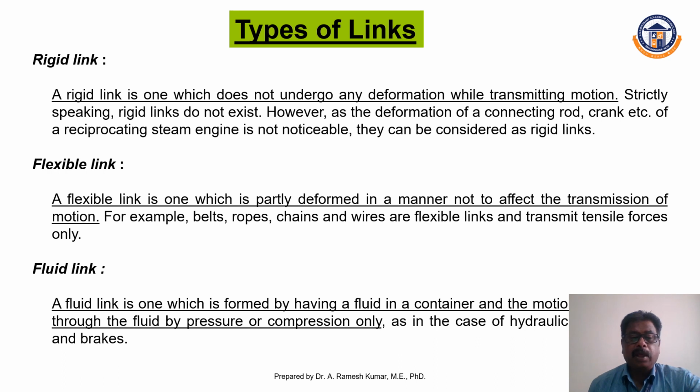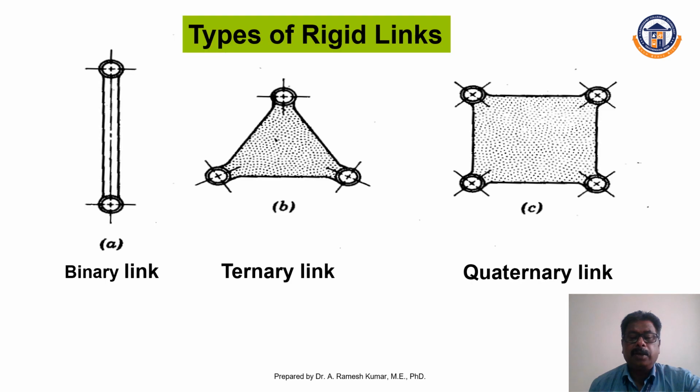Flexible link. A flexible link is one which is partly deformed in a manner not to affect the transmission of motion. For example, belts, ropes, chains, and wires are flexible links and transmit tensile forces only. Fluid link. A fluid link is one which is formed by having a fluid in a container and the motion is transmitted through the fluid by pressure or compression only, as in the case of hydraulic presses, jacks, and brakes.